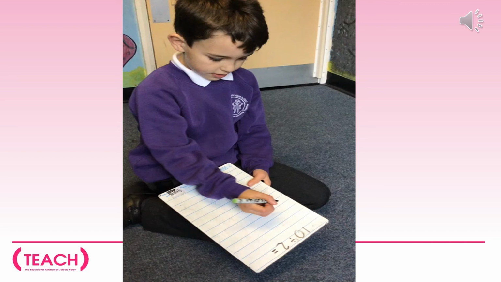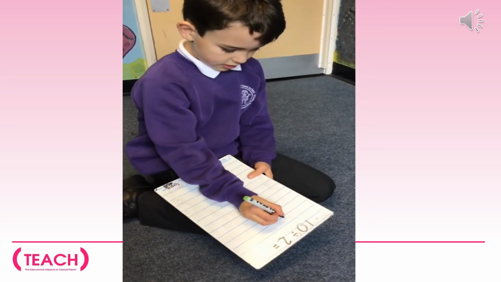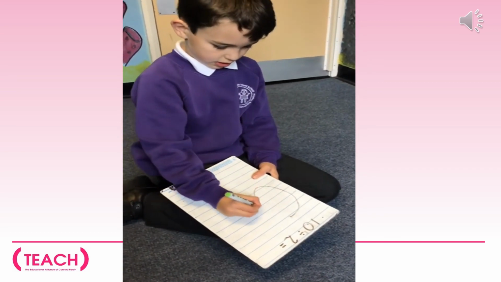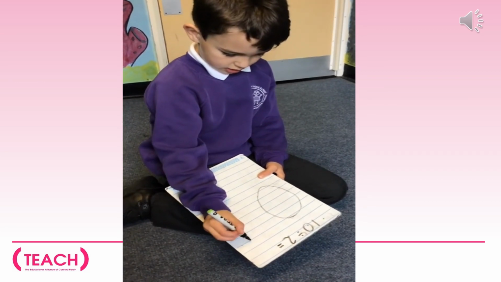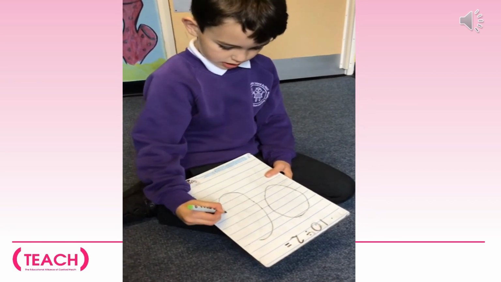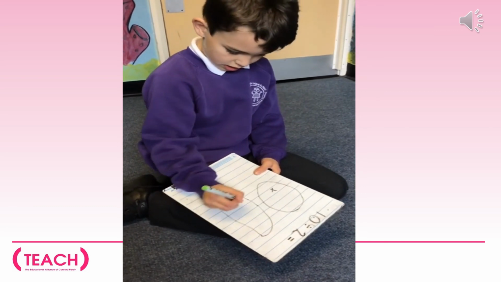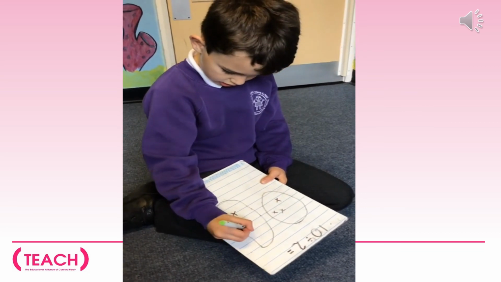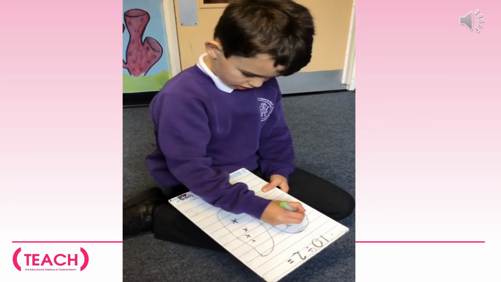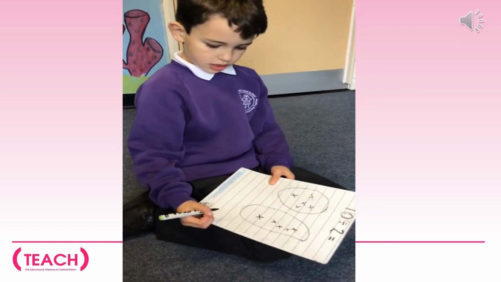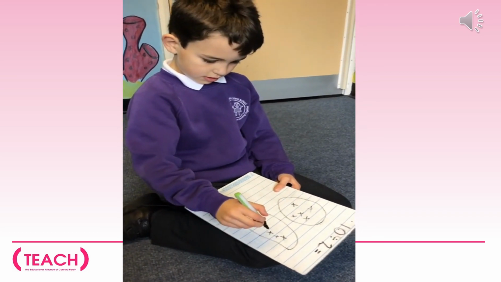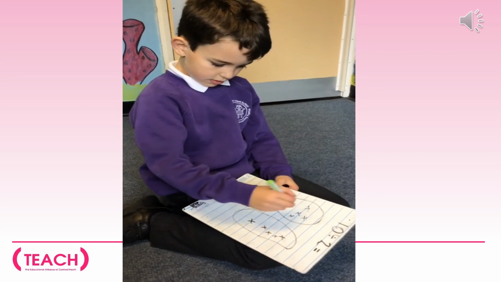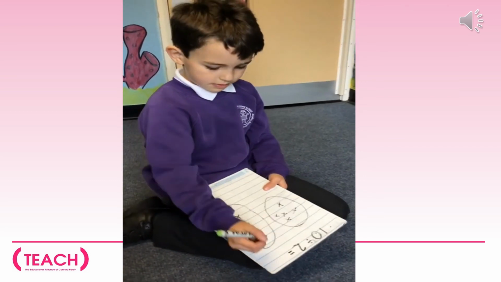So here we have another video of a year 2 child showing the method of sharing. Okay, show me 10 divided by 2. Yeah, nice, 2 big circles. And now you're going to share your 10 between them. Okay, what's the answer? 5, because one person's got 5.